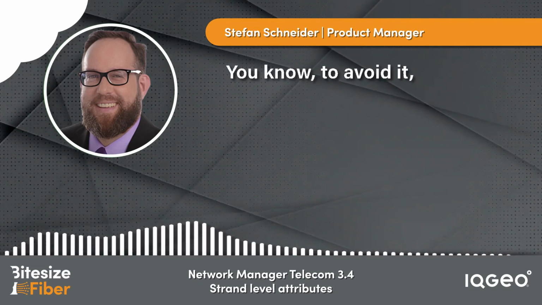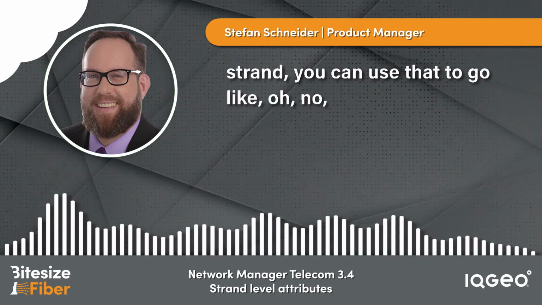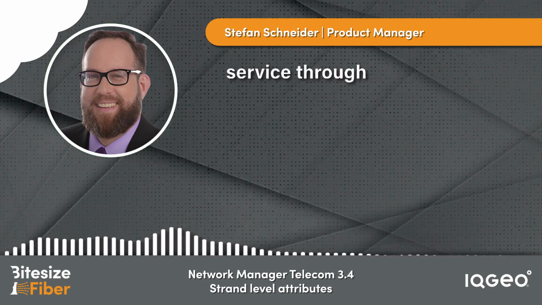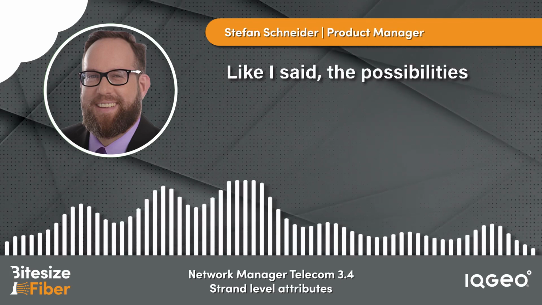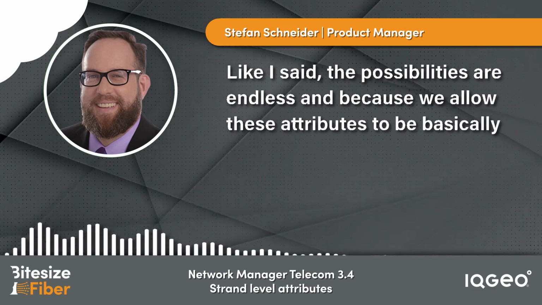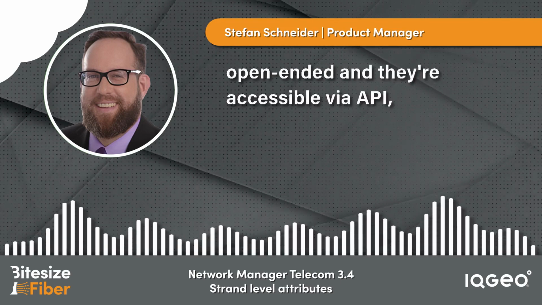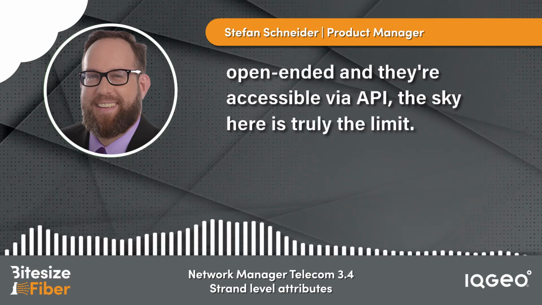You know to avoid it if you're trying to provision a service through the same strand. You can use that to go like, oh, no, no, no, I need to provision my service through something else. So like I said, the possibilities are endless. And because we allow these attributes to be basically user definable and open-ended, and they're accessible via API, the sky here is truly the limit.